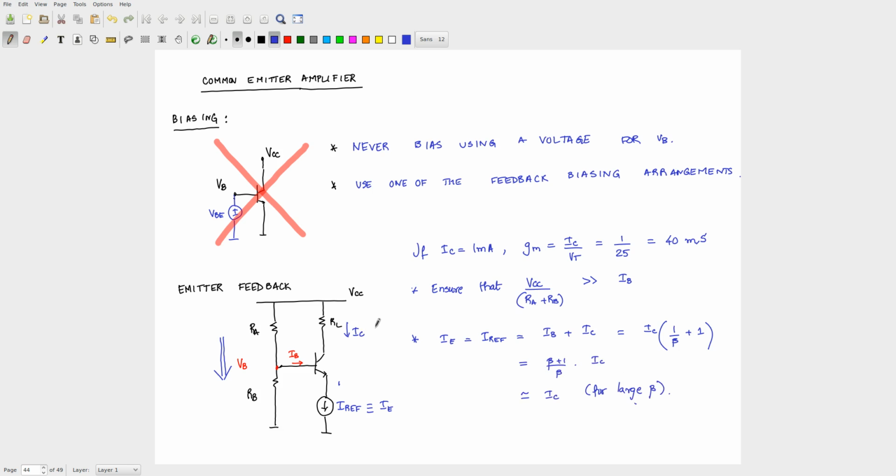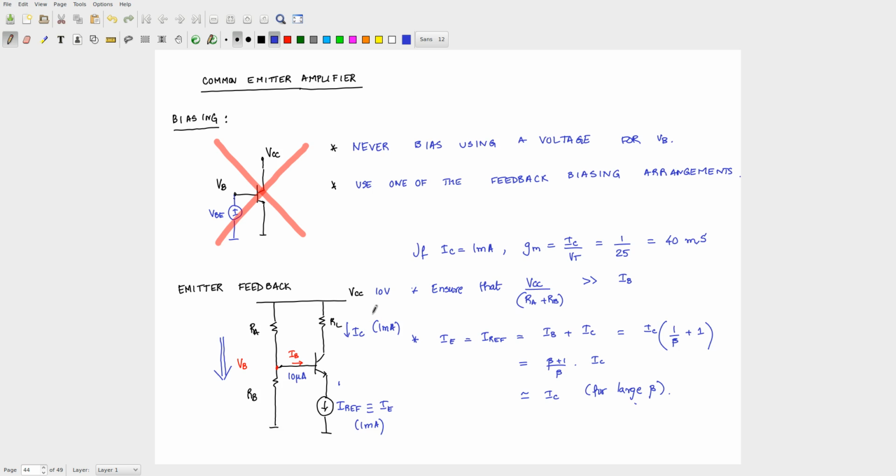So if I want 1 milliamp of current to flow here, I can choose a current source also of value 1 milliamp. If beta is 100, what will this be? 1 milliamp divided by 100, that will be 10 microamps, right? So say this VCC were 10 volts. You ensure that VCC divided by RA plus RB is much greater than 10 microamps. That will give you your VB, and then you can bias this circuit. Very straightforward. So biasing this is extremely straightforward.